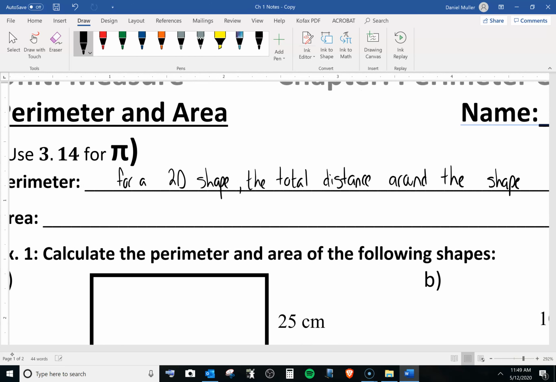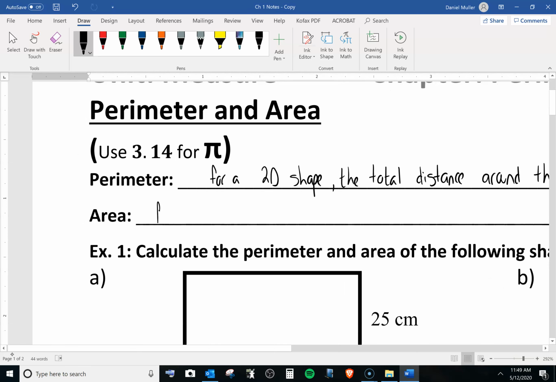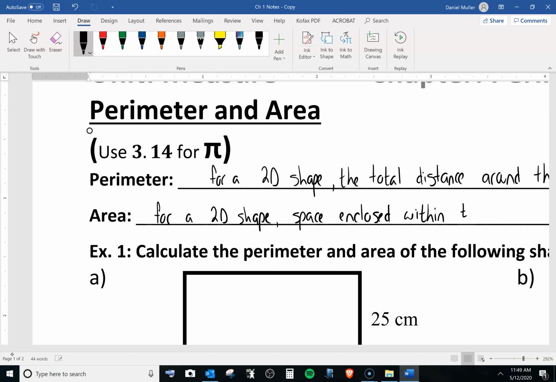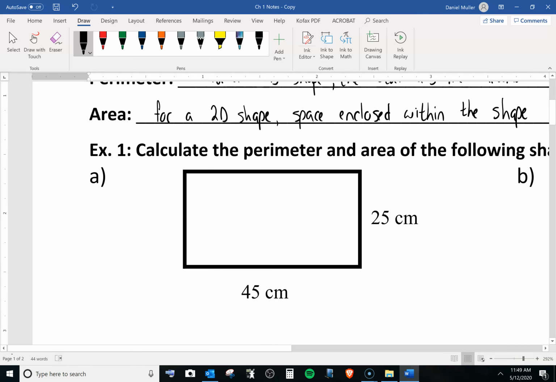And we can compare that to area. So area, for a 2D shape, area is the space enclosed within the shape. So again, the perimeter is the total distance around, and the area is the space in between, enclosed.